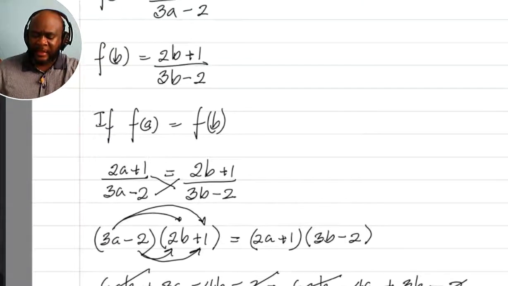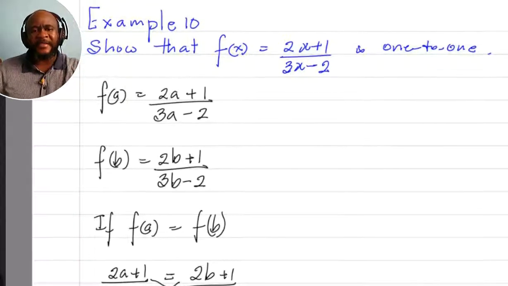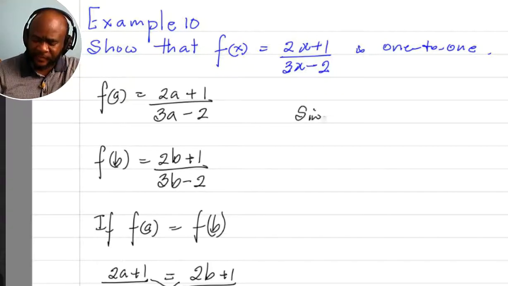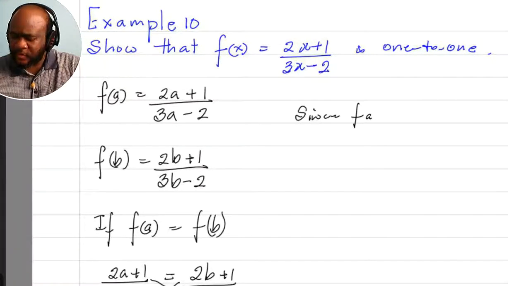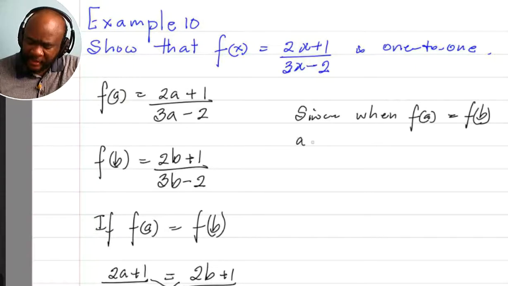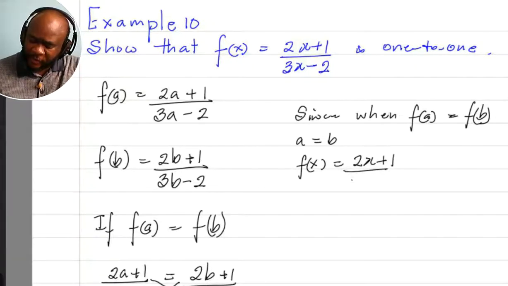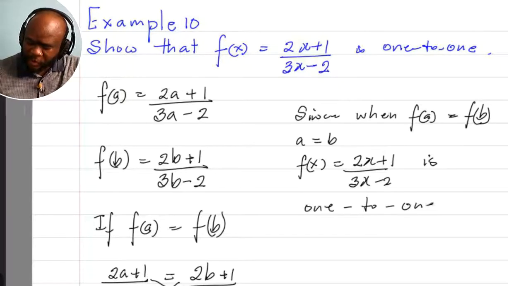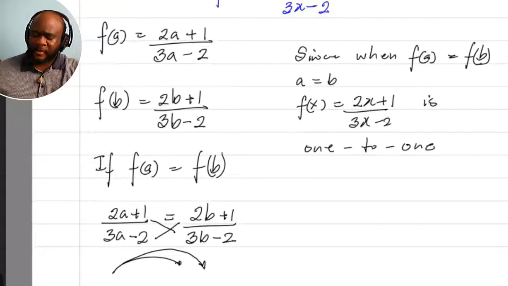And we already stated that if f of A is equal to f of B, and A turns out to be equal to B, it means therefore that f of x, which is equal to 2x plus 1 over 3x minus 2, is 1 to 1, or in other words, is injective. Next question.